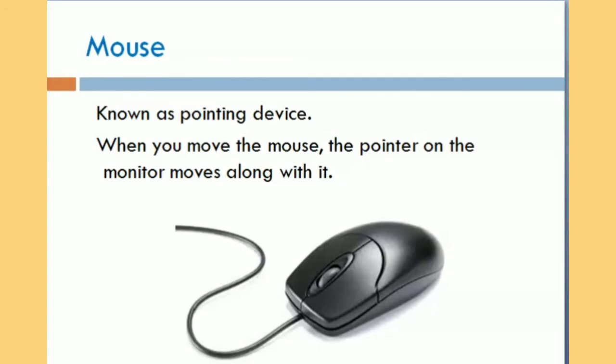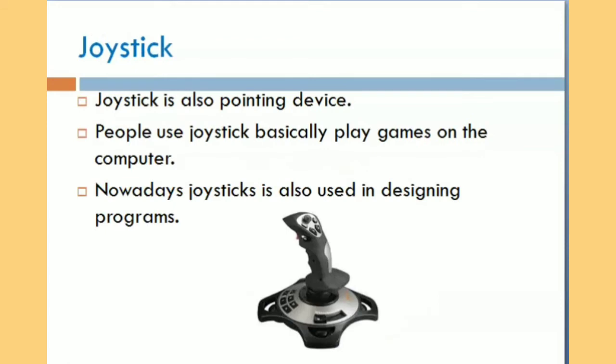When you move the mouse, the pointer on the monitor moves along with it. You can select and open files and folders on the computer by clicking the mouse button. Nowadays, the optical mouse is more commonly used. The optical mouse and the laser mouse are more accurate and reliable.